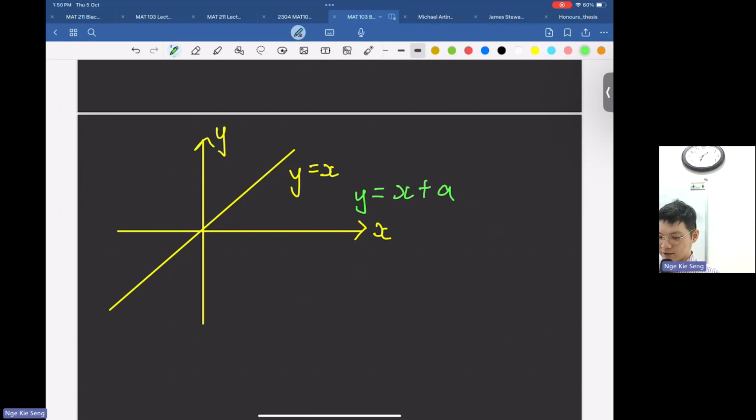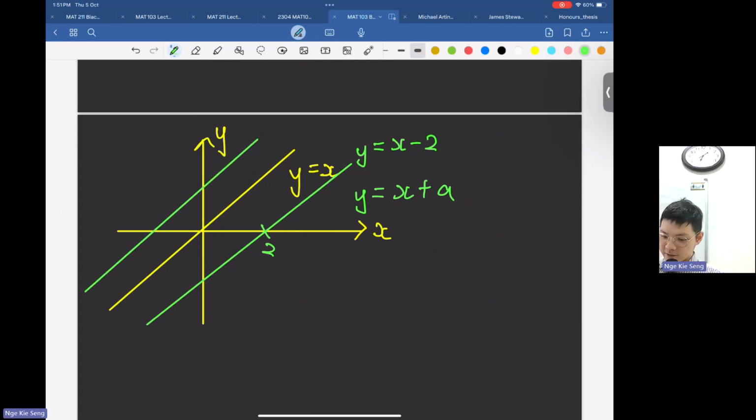So you can shift here, for example, let's say this is 2. In this case, this is y equals x minus 2. Minus, you go to the right, and to the left, for example, this is minus 2, then this will become x plus 2. So why do I say shifting up and down is the same? You can see that when you shift to the left or right, you actually already shift up or down.